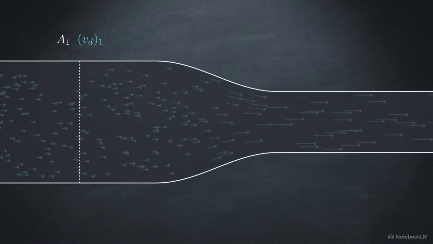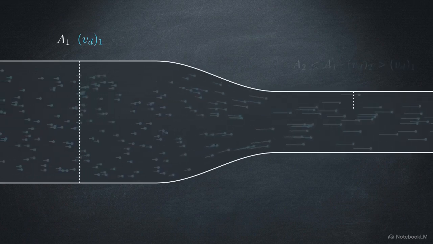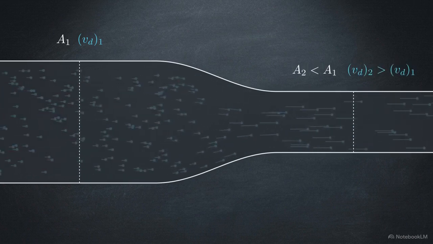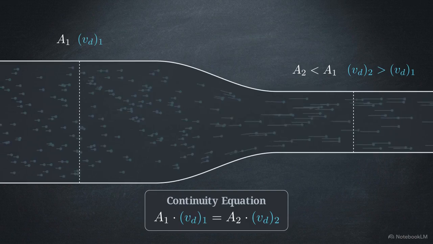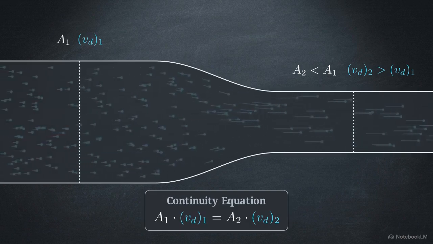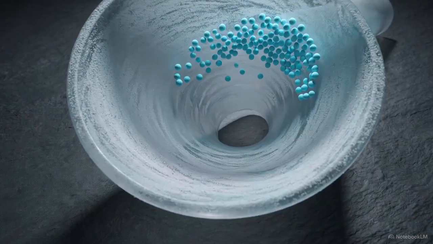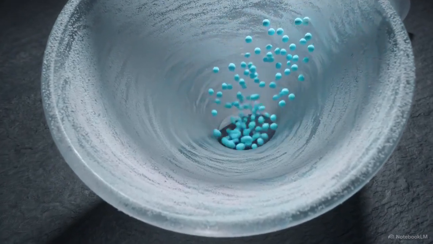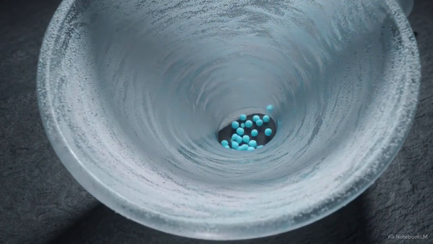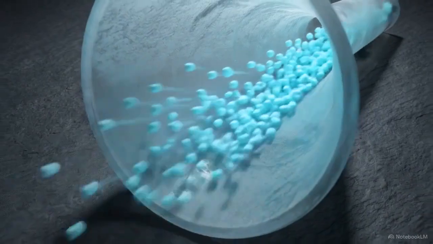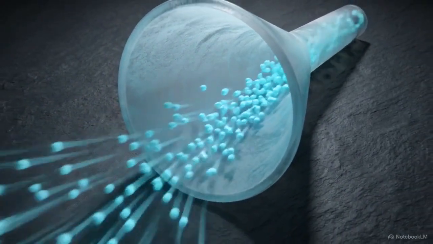As the wire narrows and the cross-sectional area drops, the individual particles must visibly accelerate, increasing their drift velocity to maintain the identical bulk flow rate. The strict continuity of charge demands that electrons speed up in constrictions. This perfectly links a macroscopic geometric constraint to a microscopic kinematic reality.